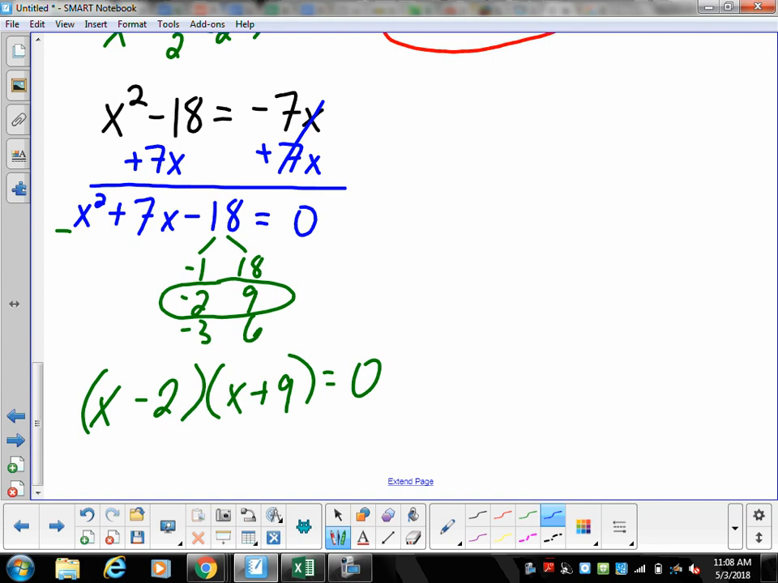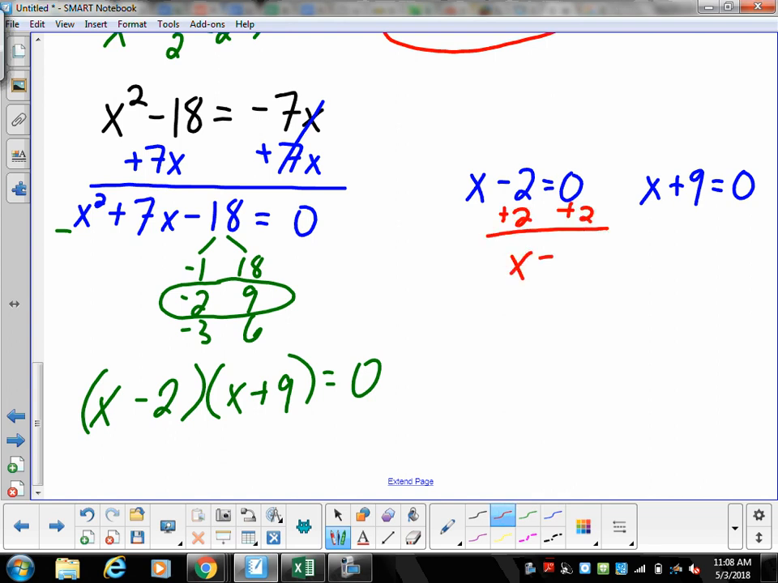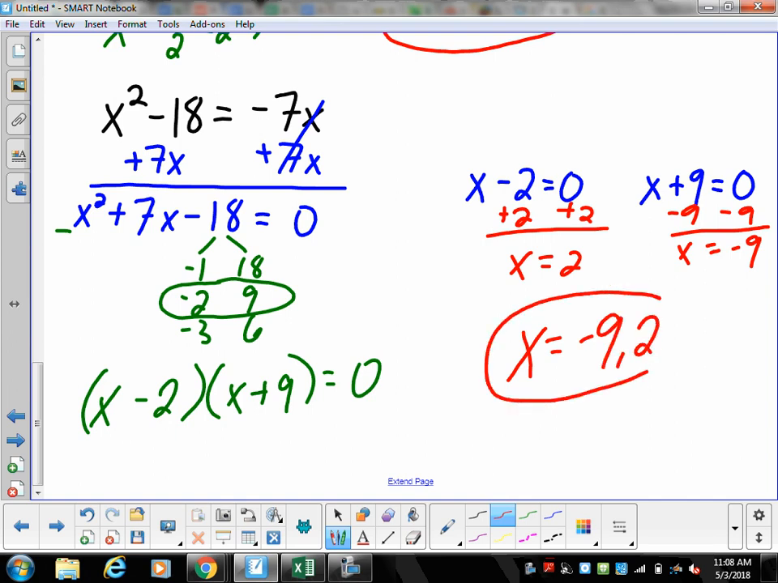And once you get to this point, now that I've got my factors, I know that x minus 2 has to equal 0, or x plus 9 has to equal 0. And so when I solve those, x is going to equal 2 or negative 9. So my solution, I always put these in order from least to greatest, so in this case negative 9 comes before the 2.